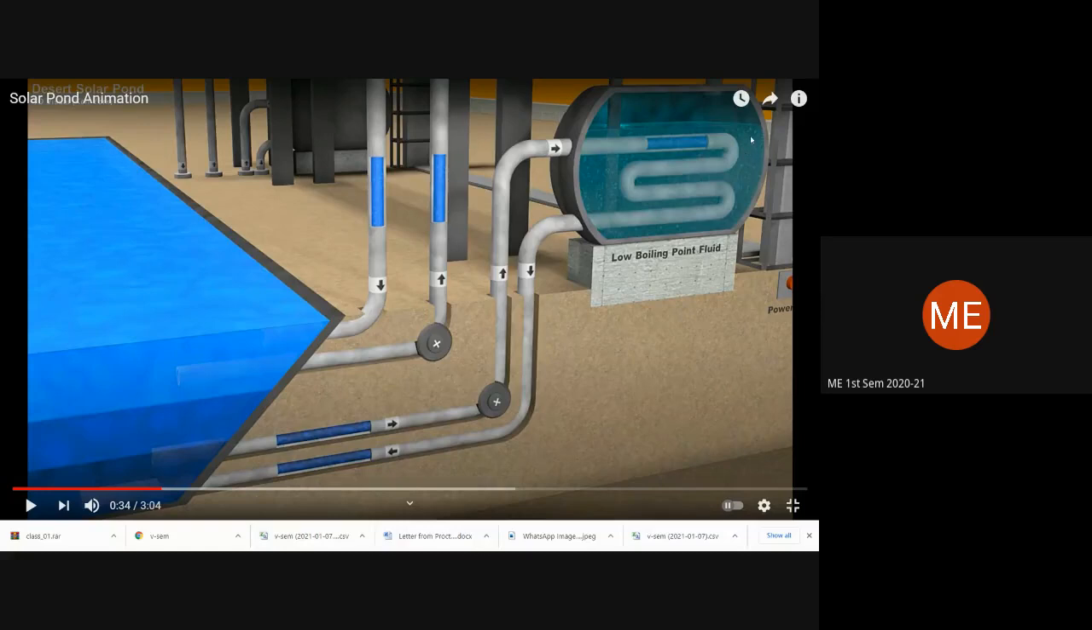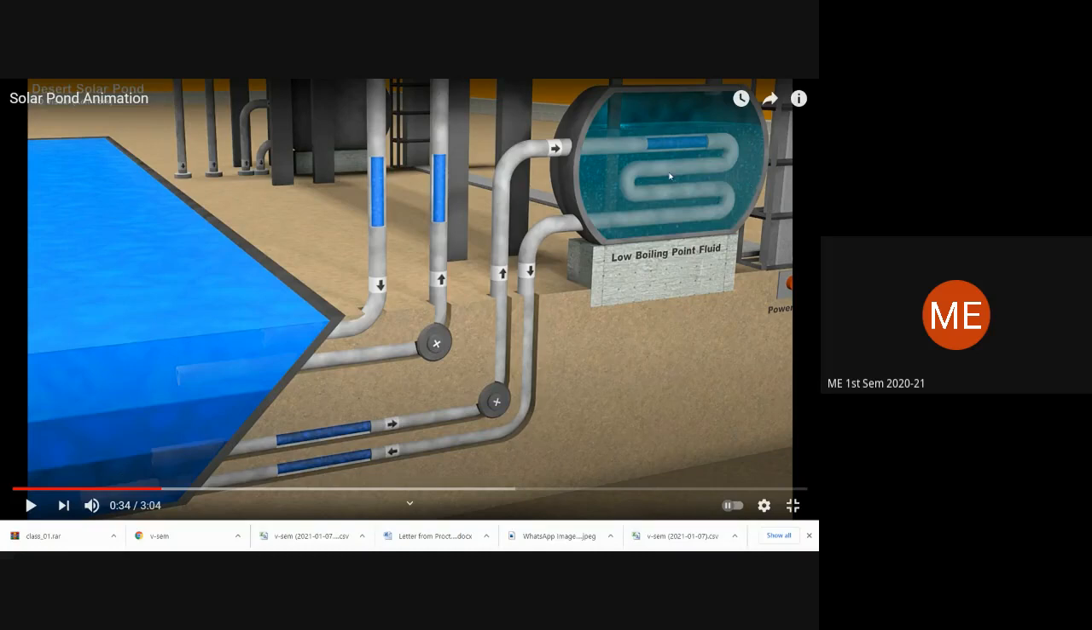Because of the rise in temperature, the fluid flowing in this tube will get cooled, and that cooled water will be supplied back to the pond. Again, heat from the pond is taken, and the hot water is taken here. This is one cycle or one flow of this salt water.